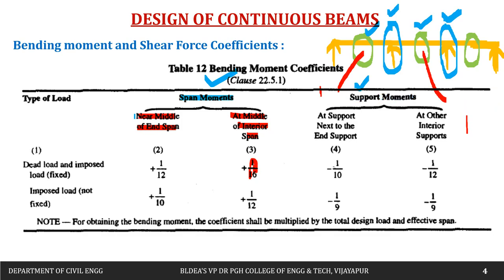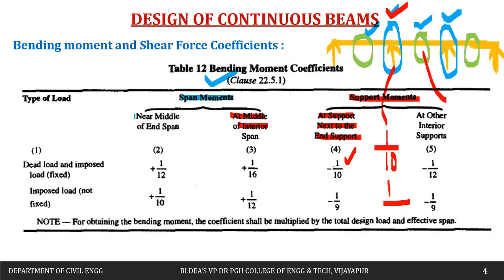Next we have the support moments. You can see at the support next to end support. This is the end support, and the support next to it is this one. Here we are going to use the coefficient 1 divided by 10 for dead load, and for live load you can use 1 divided by 9. They have given negative, which means we are going to have a negative moment.